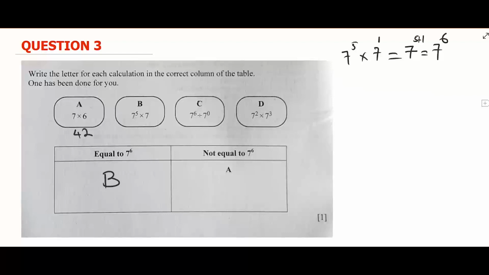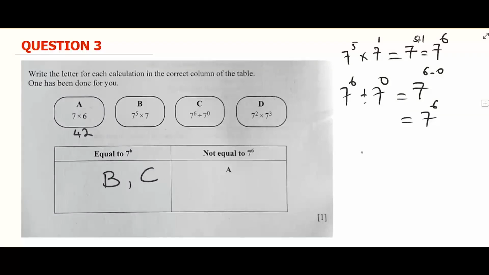Let's check the second one. We have 7 to the power of 6 divided by 7 to the power of 0. In this case, this is the division law of indices. So you pick one of the bases, then you subtract the powers, and this will still give us 7 to the power of 6. So that means letter C will also be here.